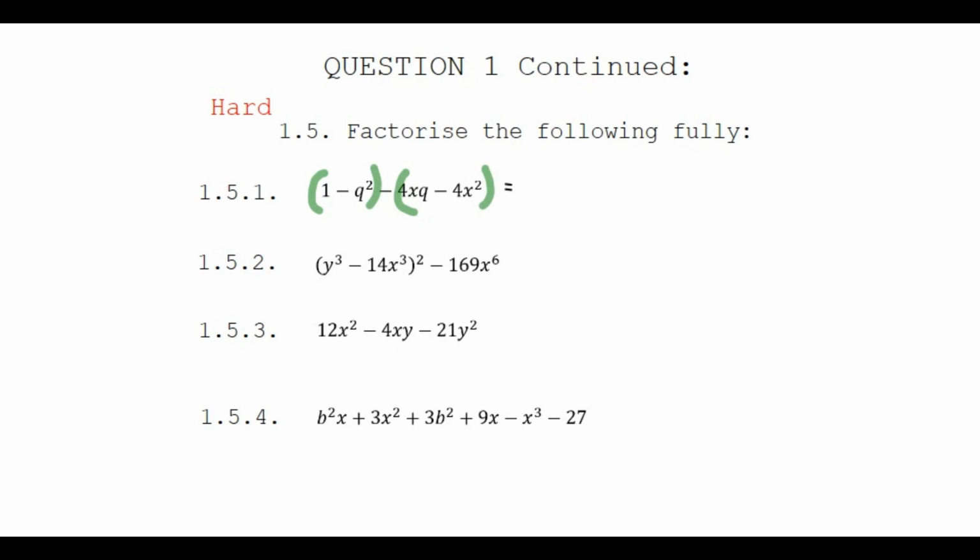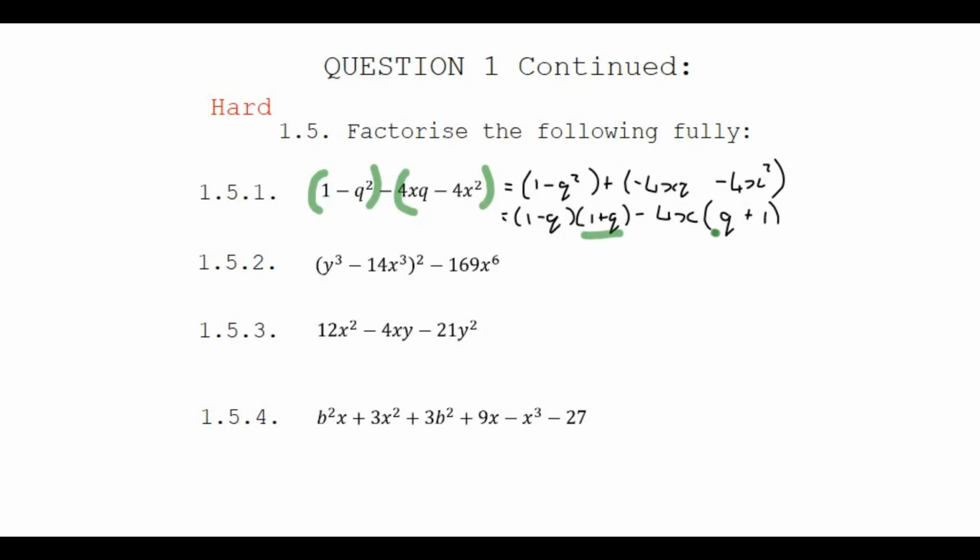Let's take a look. If we had to write it out, it would be 1 minus q squared plus minus 4xq minus 4x squared. Alright, first one we know is a difference of two squares. So 1 minus q, 1 plus q. Second one we need to take out a minus 4x. So minus 4x, and what is left? Positive q plus 1.